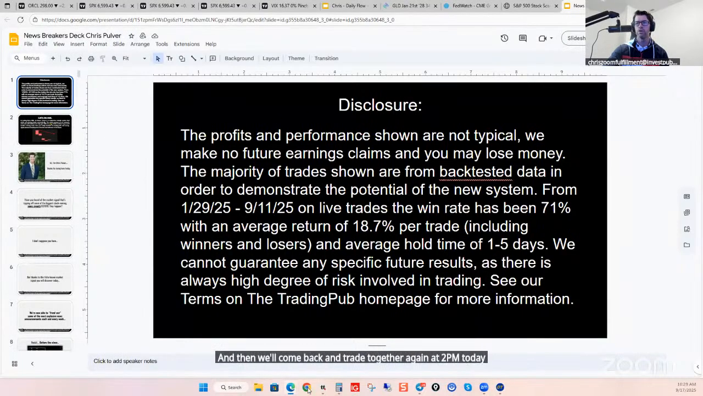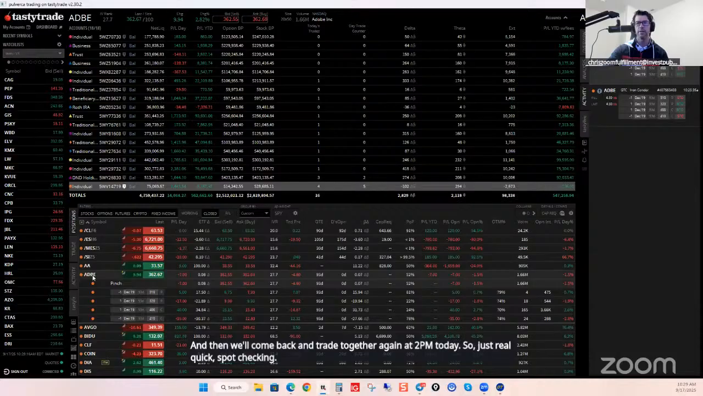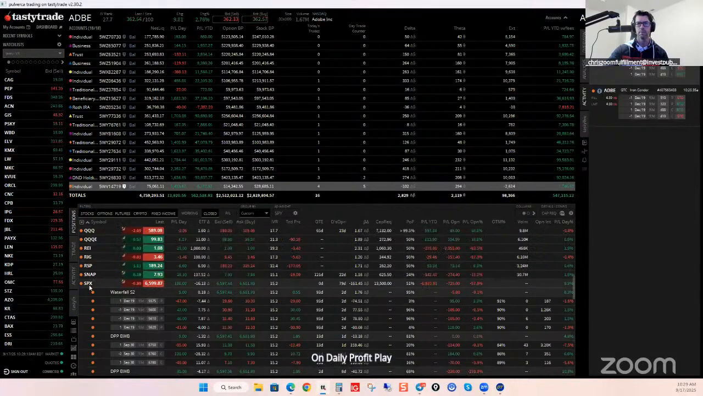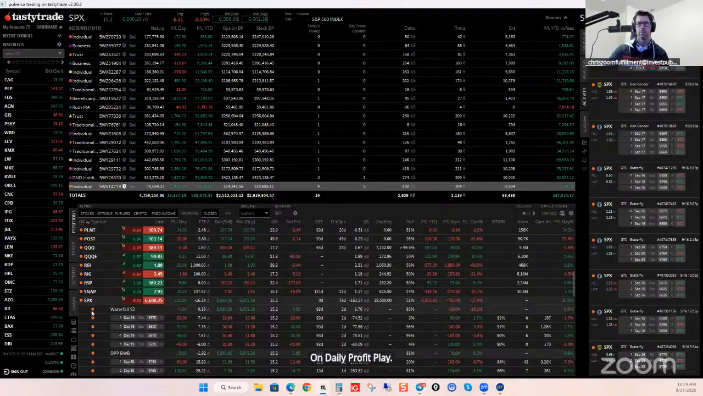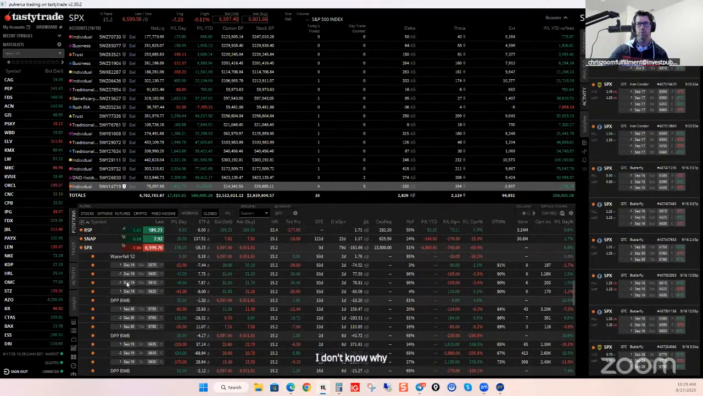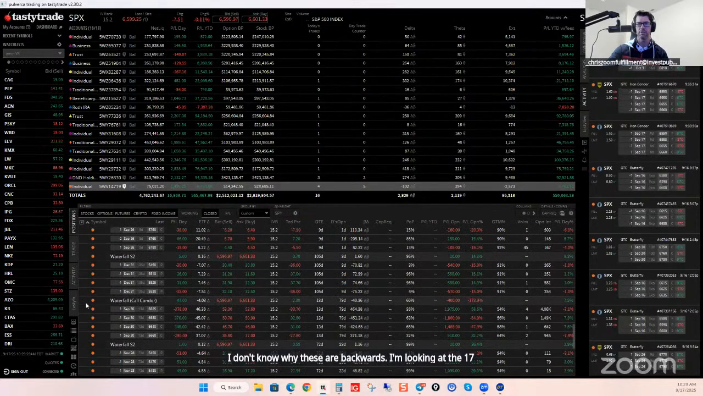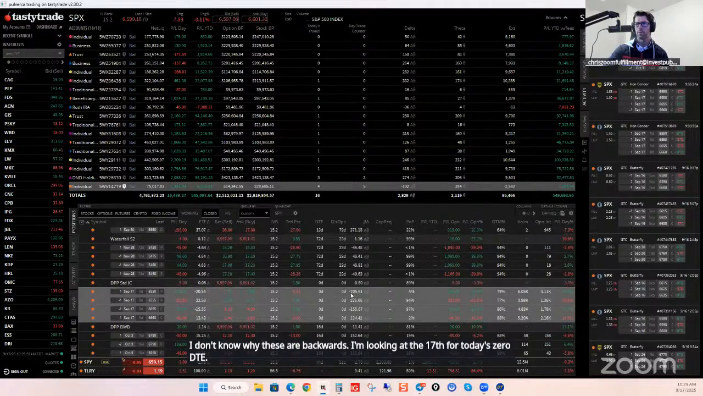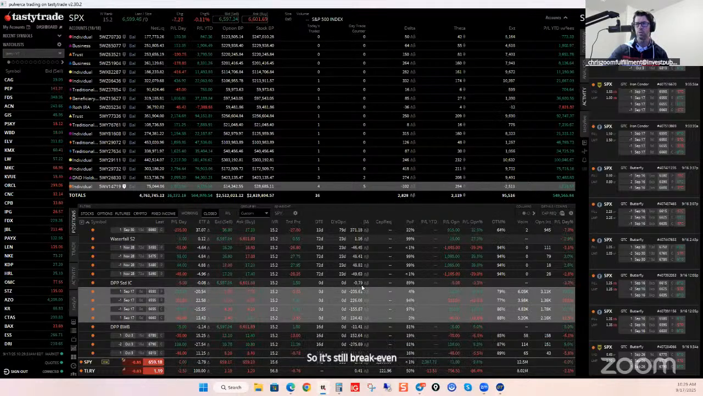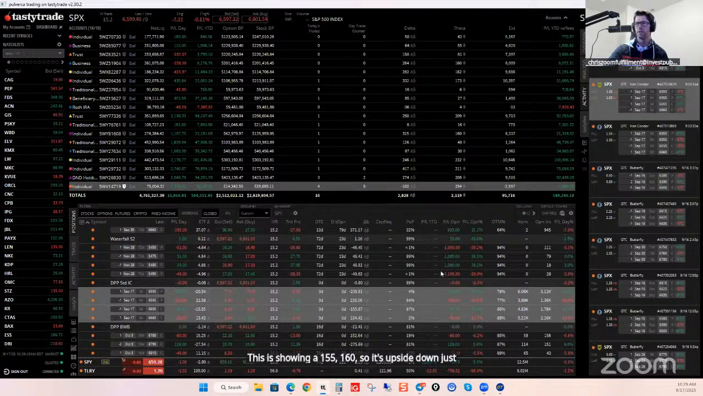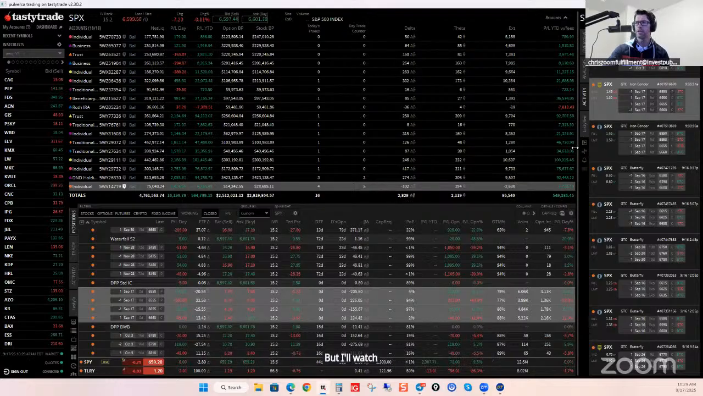Today. So just real quick, spot checking on daily profit play. I don't know why these are backwards. I'm looking at the 17th for today's 0 DTE. So it's still break even, which is annoying. I don't know why. This is showing a 155, 160. So it's upside down just a couple of bucks. But I'll watch. Hopefully, by the time I'm done with this session, this thing is showing us some profit.